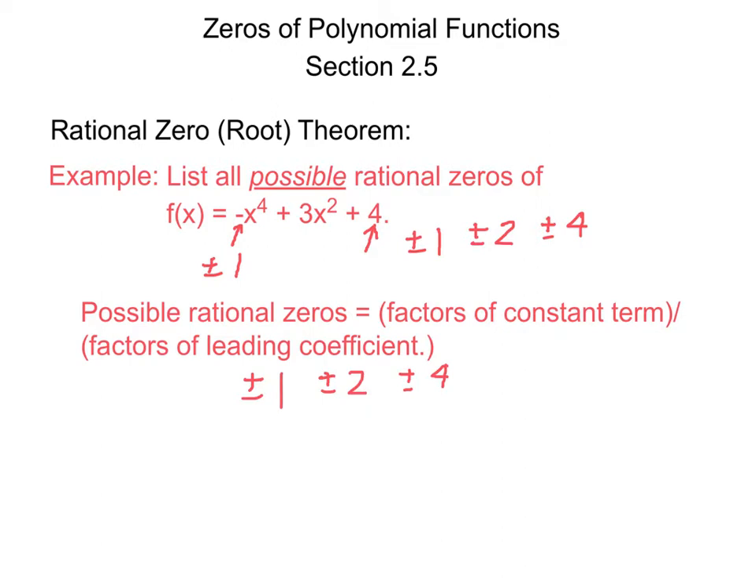So what the rational zero theorem is saying is that all rational zeros or all rational roots for this particular polynomial are included in this list. Now this does not mean that plus minus 1, plus minus 2, plus minus 4 are all roots. It just means that the actual roots are included in this list.